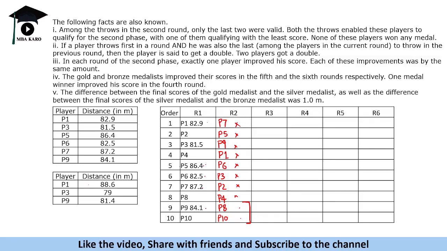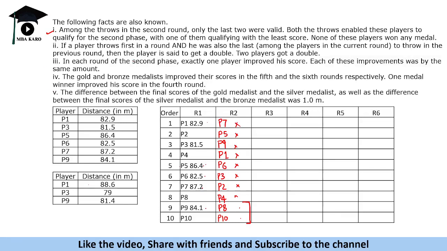Now let us see this. The second condition given to us is that if a player throws first in a round and he was also the last player to throw in the previous round, then the player is said to get a double. Two players got a double. So if a player is throwing last and is throwing first in the next round, that person is said to get a double. So there are two players who will get a double in this event.